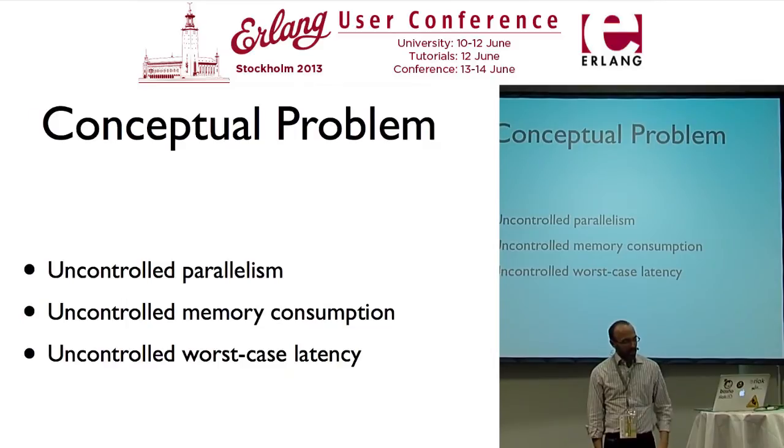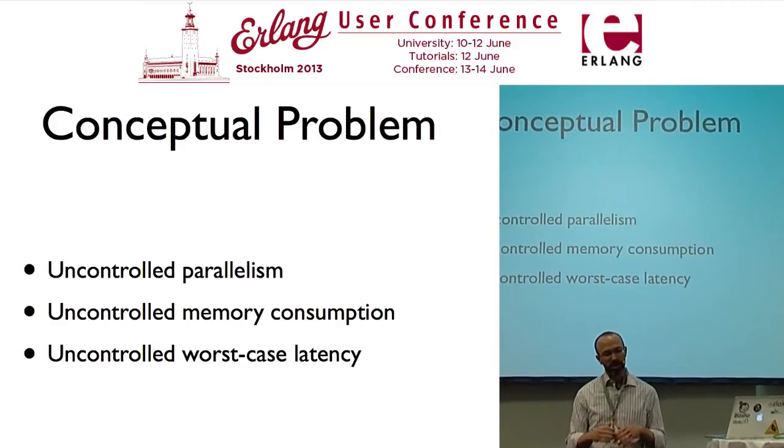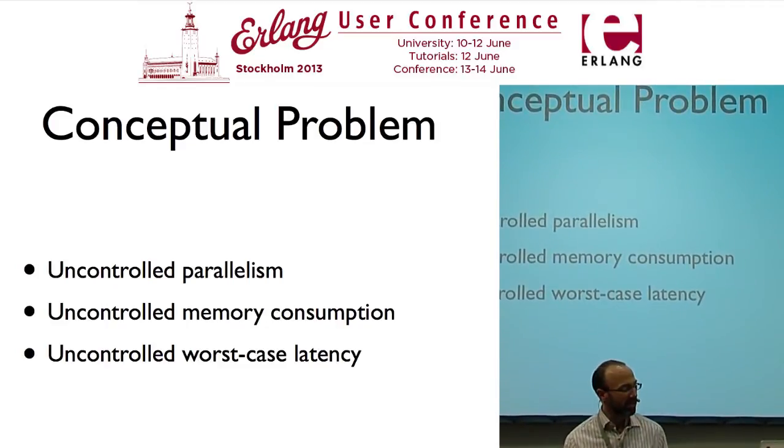So this is the conceptual problem. With all of these processes that we had going on, we were just spawning processes everywhere. We had no control over how many of these processes were spawned at any time. We had no control over how big their mailboxes got. And because their mailboxes were getting so big, we had no control over how long it might take some input to make it all the way through the system. And like Mahesh said, if your queue is getting longer and longer, the time for any one input to get all the way through the queue is getting longer and longer.